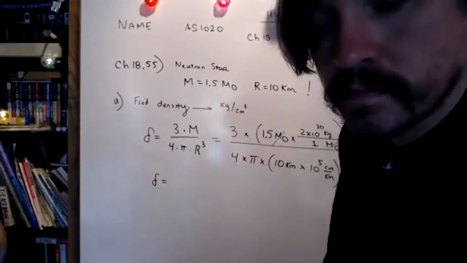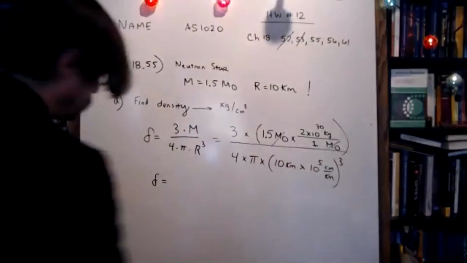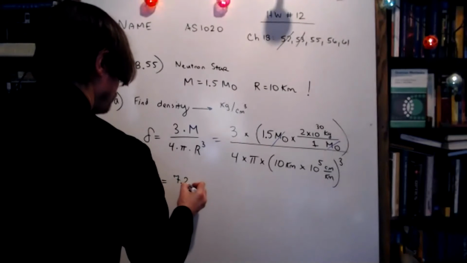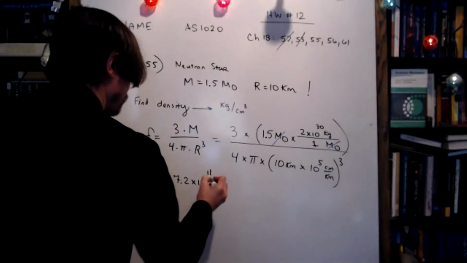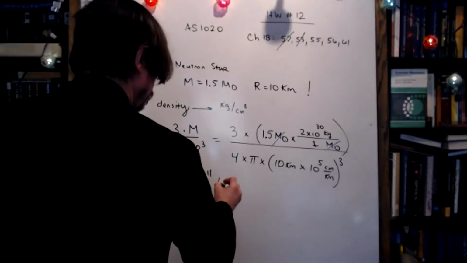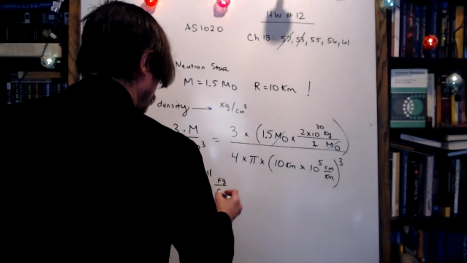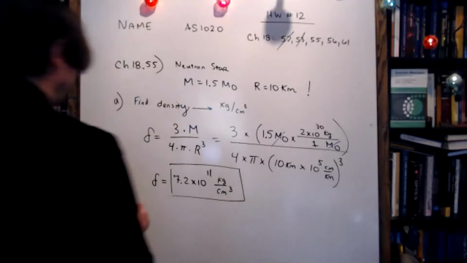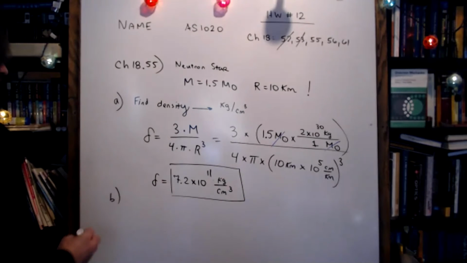I got 7.2 times 10 to the 11. Excellent. And the units, Christopher? Well, that would be kilograms per centimeter cubed. Okay. What's part B?